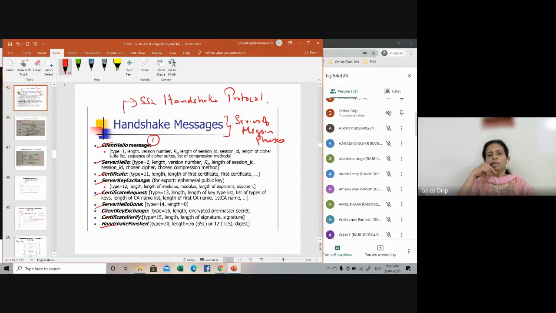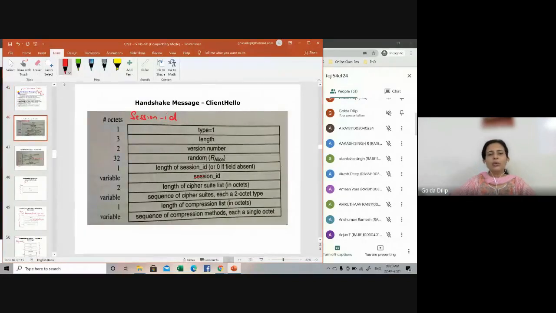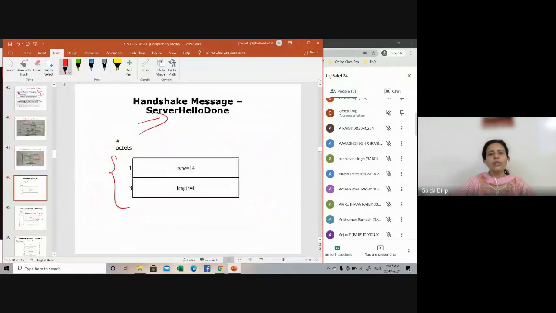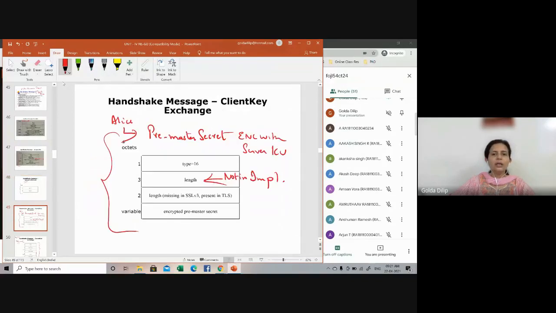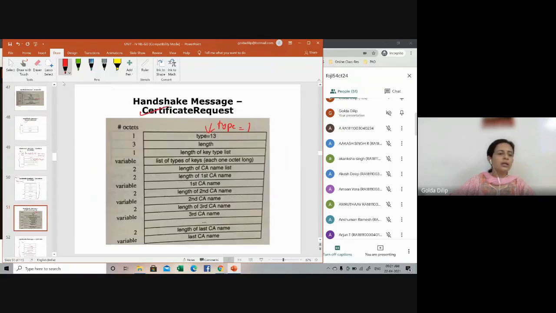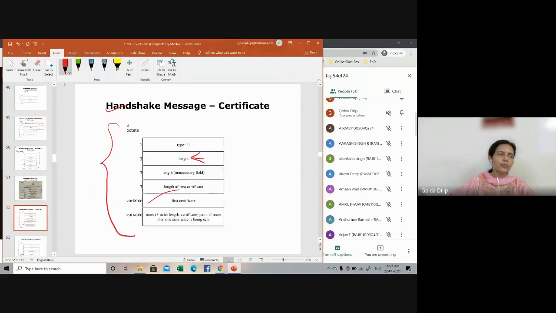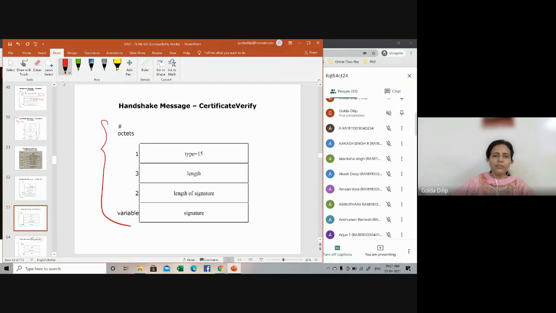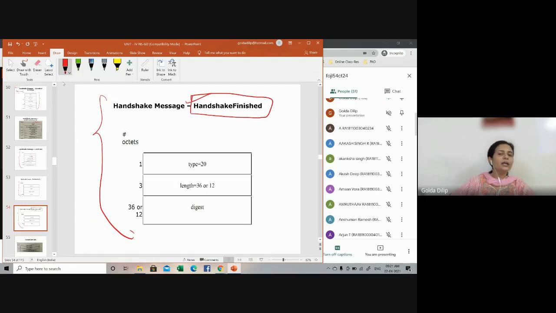Okay, so this is not just one message, you have a series of messages. Client hello, server hello, responding back, it's being done. Then the key exchange from client side and from the server side, and then a certificate request, certificate, handshaking message, certification, then verification, and then finally the handshake getting over, right?